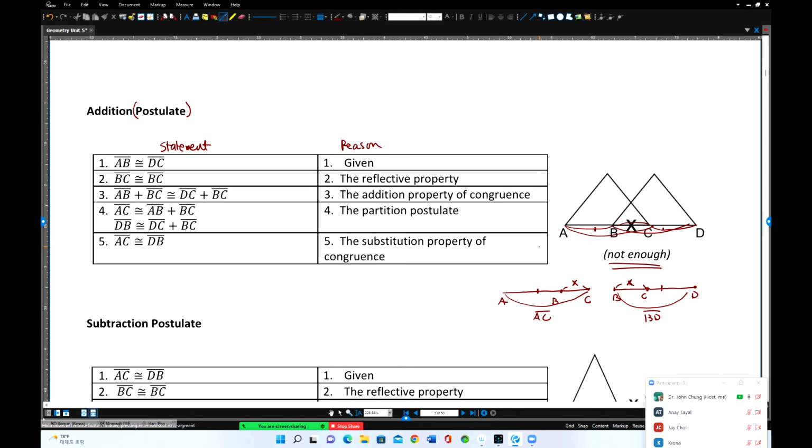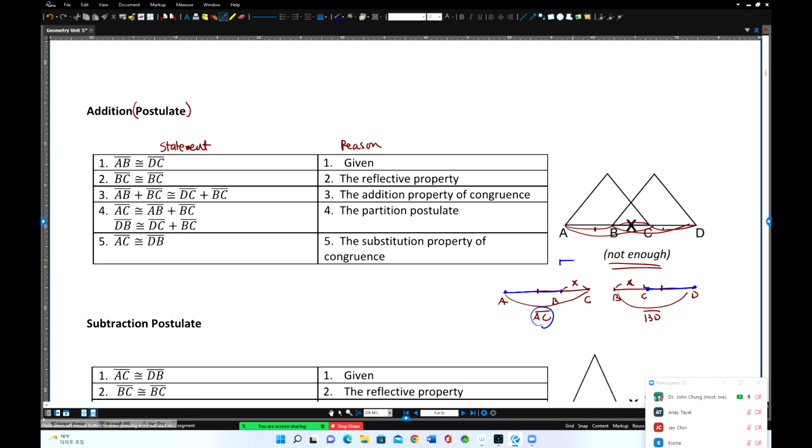From here, AB and BC, I'm going to use different colors. We have AB, CD, they are congruent. But you're going to add what? The same length. But you have to say this length BC, the other length BC. This is the same length BC, BC. This BC belongs to over here. This BC belongs to the other one.